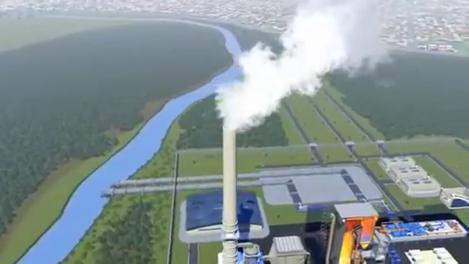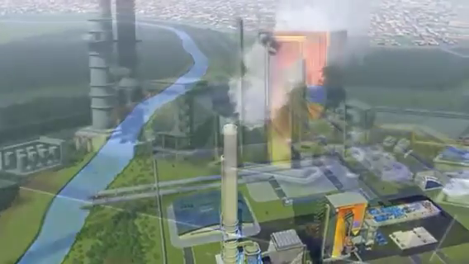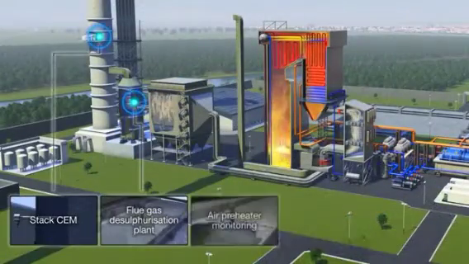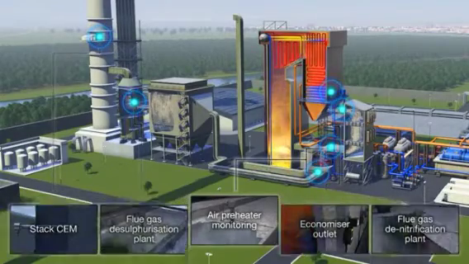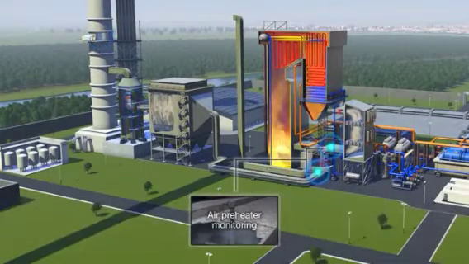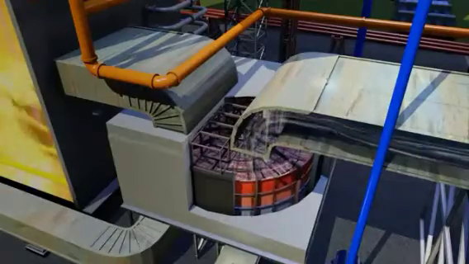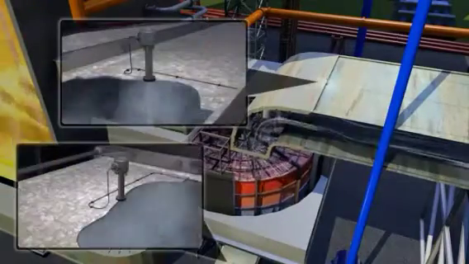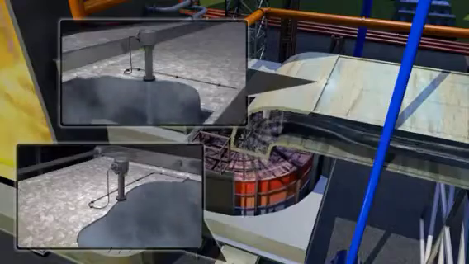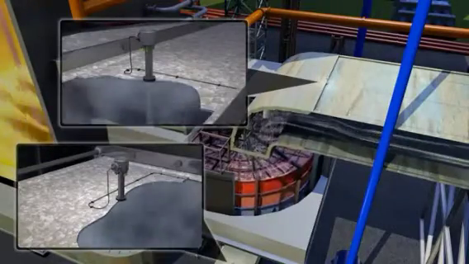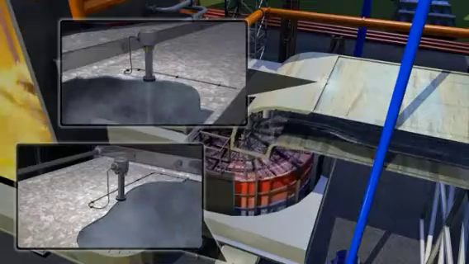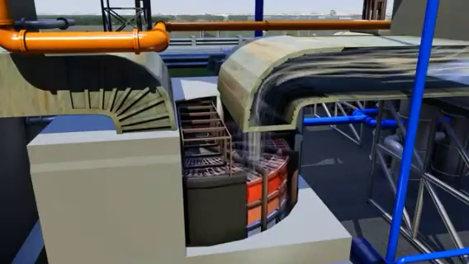ABB's AZ analyzers can be used to measure efficiency at key points in the power generation process, including air preheater monitoring. By measuring and comparing excess oxygen levels at the entrance and exit of the air heater flue gas stream, ABB's AZ20 zirconium oxygen probes can help provide an accurate assessment of the performance and condition of air heater plant.